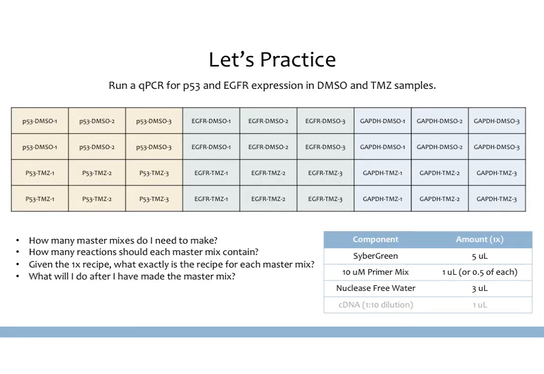So let's just go through an example of how we might do this. Again, we'll go back to our qPCR for P53 and EGFR, and of course GAPDH as our control. And we're going to run it in those DMSO and TMZ samples we already talked about. So we already designed this plate, and here I've just written it out for you in a table so that you can see it. You can see we have our technical duplicates and biological triplicates, and then we have one set for every single primer that we're interested in.